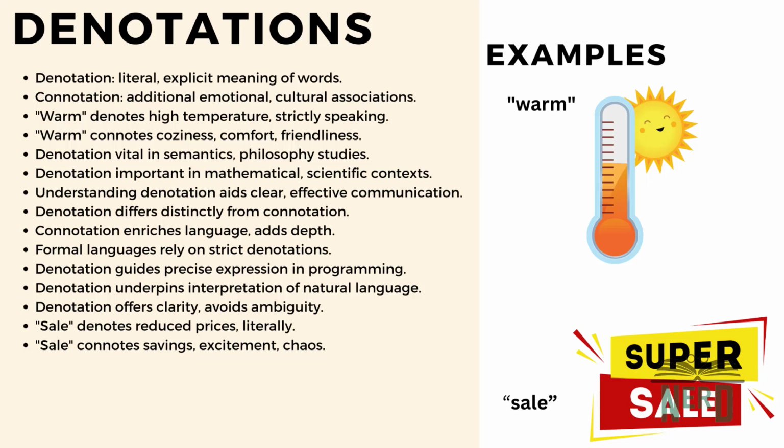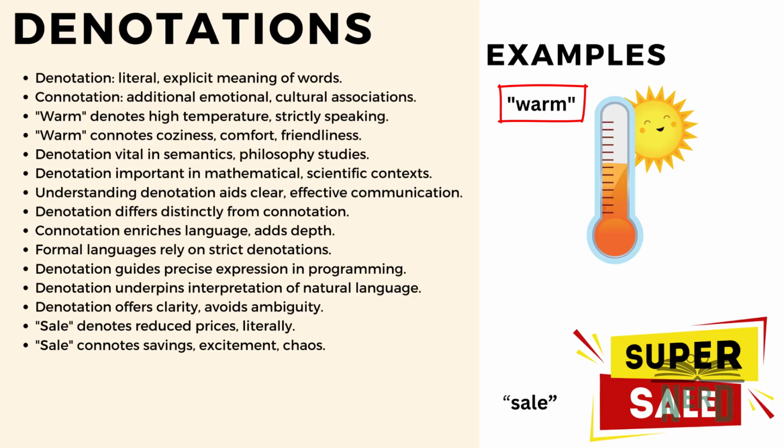Denotations. Denotation is like the textbook definition of a word, what it strictly means without any emotional or cultural baggage. For example, when we say something is warm, we're literally talking about it having a high temperature. Denotation sticks to this basic, literal meaning. But words often carry extra vibes or feelings, known as connotations. So while warm literally refers to temperature, it can also make us think of things like calmness or coziness, like how you feel snuggled up in a comfy blanket, or it could even describe someone's personality, suggesting they are friendly and welcoming. These extra meanings are connotations, not part of the word's denotation.